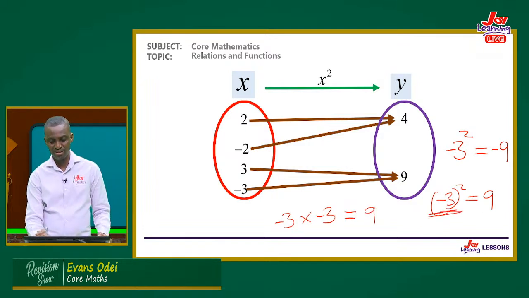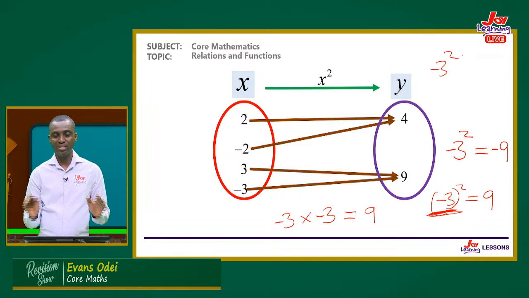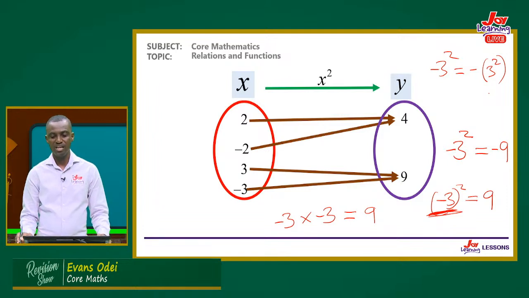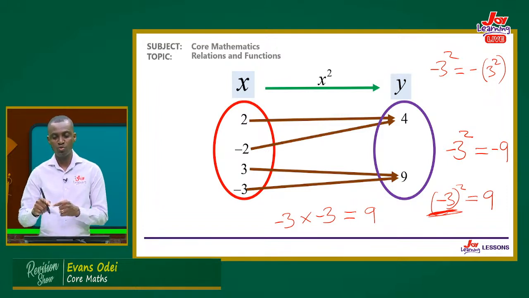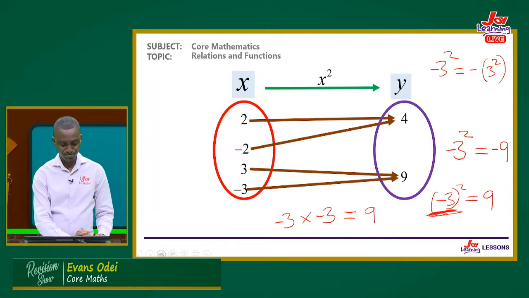That is how we write it this way. But if you write it like this, without a bracket, it simply means you are doing negative into bracket 3 squared. That's what it means. And so the calculator understands it that way, and it will square the 3 before attaching the negative. So be careful when you are writing negative numbers and you want to square them.